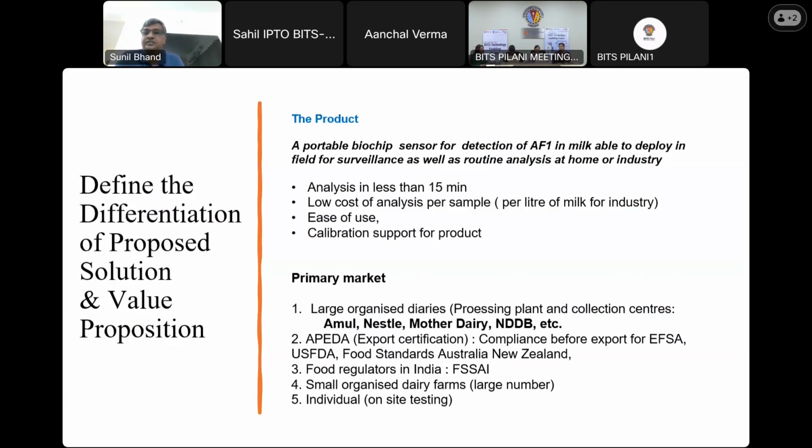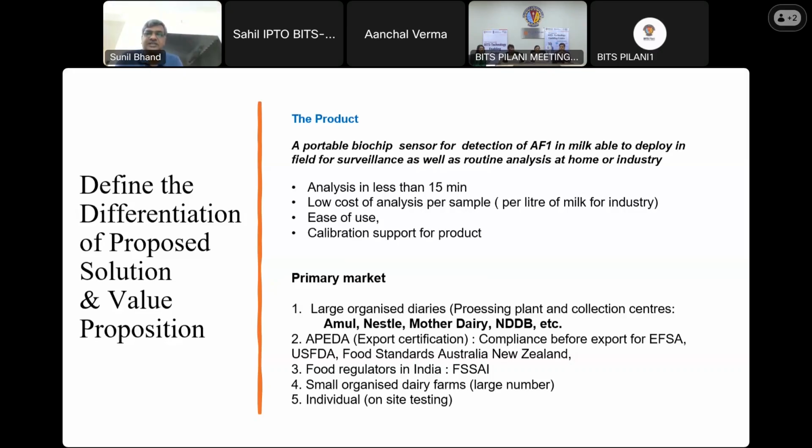Also, milk products we have tested, and it can be deployed for field surveillance as well as routine analysis at home or industry. And the major advantage is less than 15 minutes, very low cost. If I may say so, one of the major players in dairy today spends 12 rupees per liter just for the aflatoxin M1 test. And that's huge, and that is passed on to the customer. So if I take, for example, a good brand at 78 rupees per liter, the customer is paying 12 rupees just for the AFM1 test. I think it gives enough indicator for market potential.